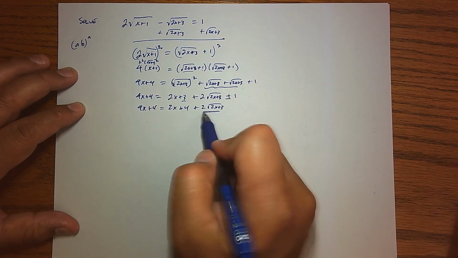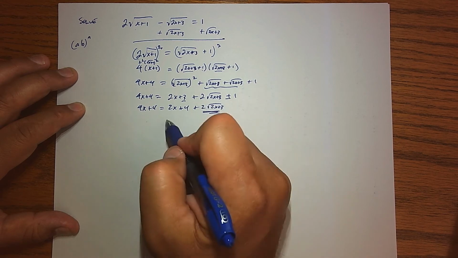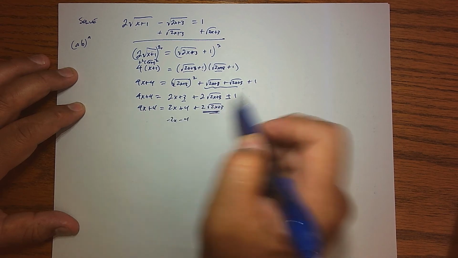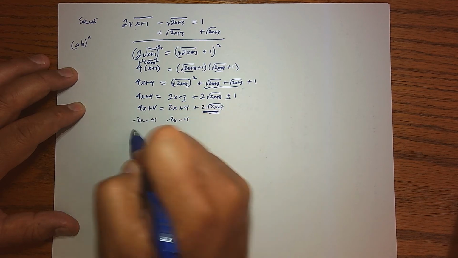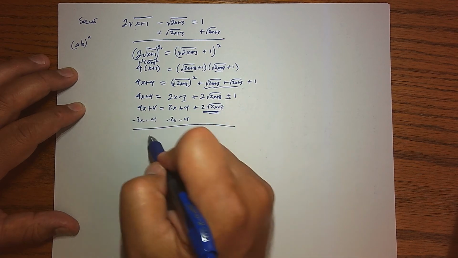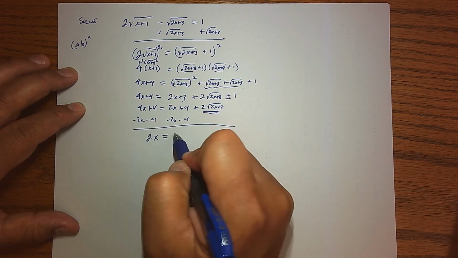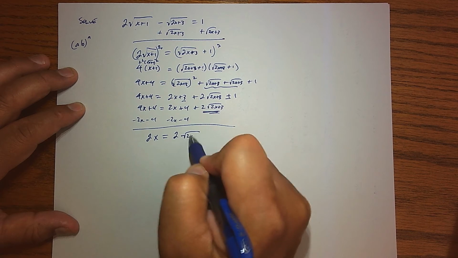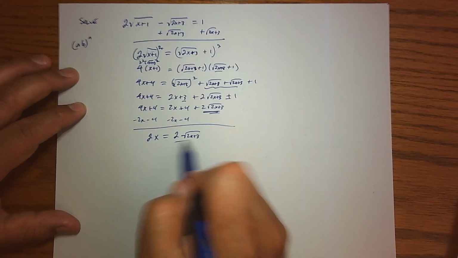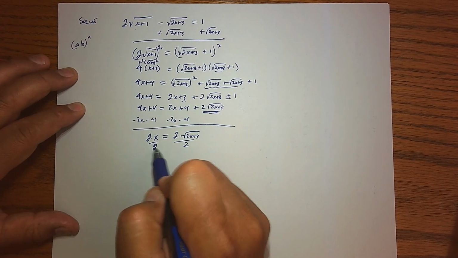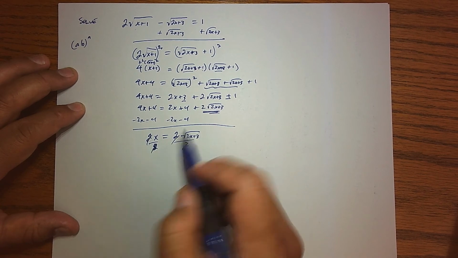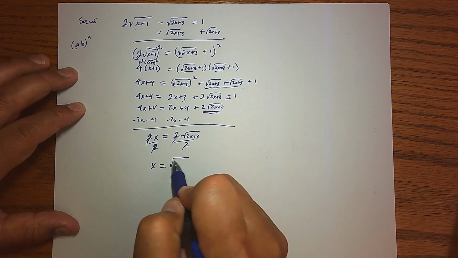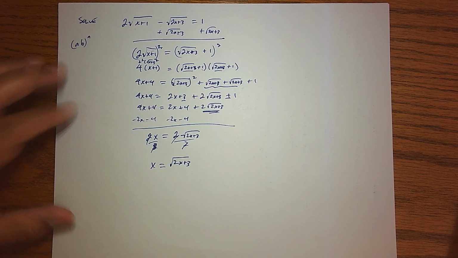So we now need to isolate that radical. So I can accomplish that by subtracting 2x and subtracting 4 from both sides. What I end up with is 2x equals 2, the square root of 2x plus 3. And now I'm going to go ahead and divide by 2, because when I do that division, things clear out real nice. Okay? So there you go.